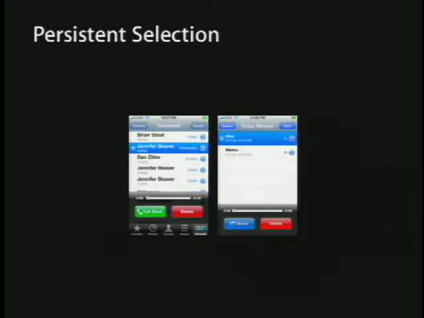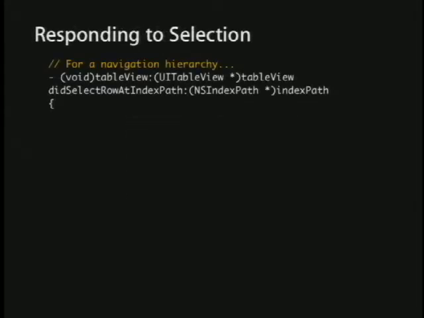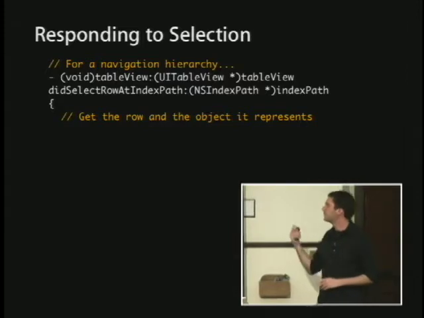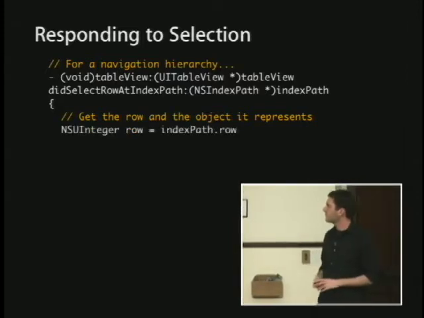In the past, in iPhone OS 2.0, that didn't fly. If you didn't deselect it, the behavior was not guaranteed. We now do support this behavior. So if you have some kind of interface that looks something like this, or a place where you really think that persistent selection is necessary to indicate something to your user, we can do that now. So how do you respond to selection? We just talked about this did select row at index path method, and we kind of talked about what you might do with it already, but let's take a little look here. So first off, you're going to get the row out of the index path to figure out what it is that the user tapped on.